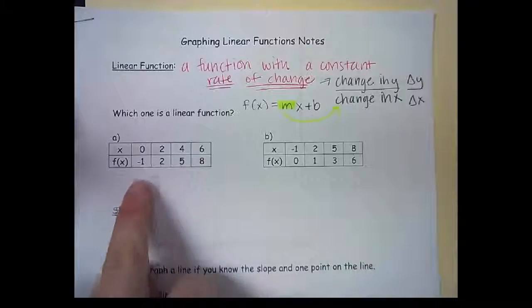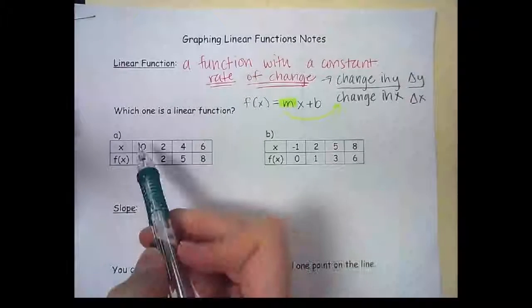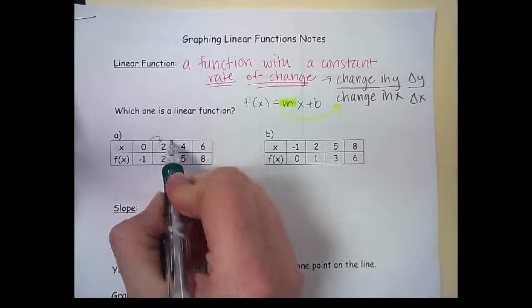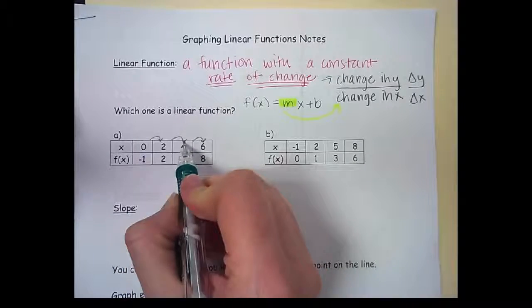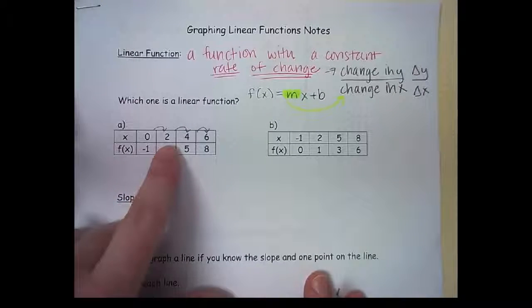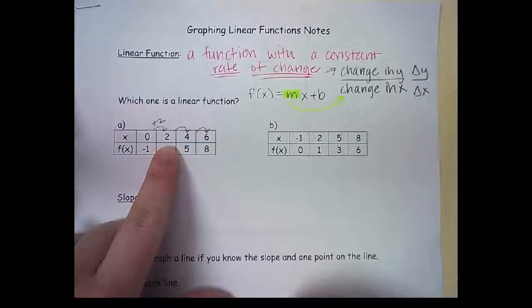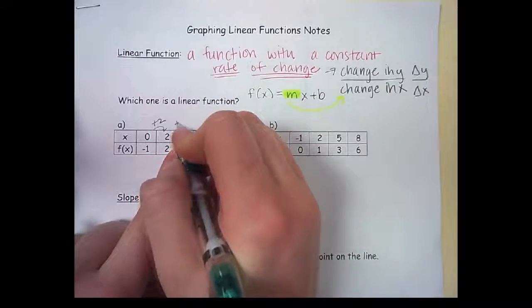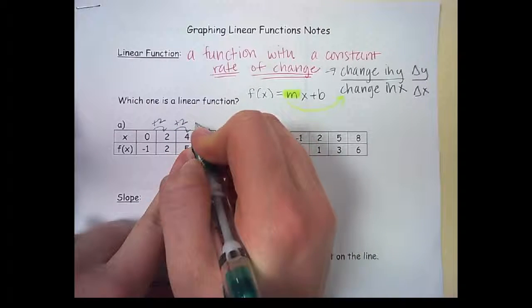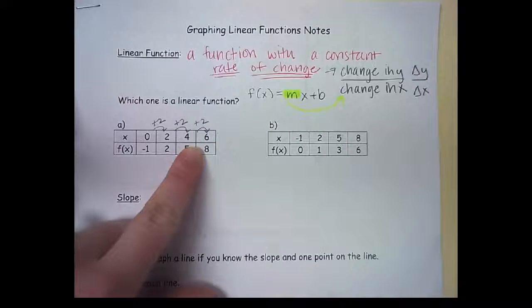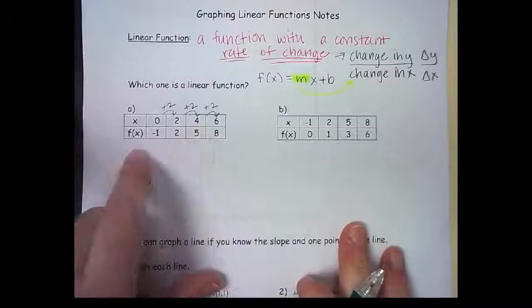So if they give you a table of values like this, you're just looking at how do I get from each x, and is it the same? So how do I get from 0 to 2? Plus 2. How do I get from 2 to 4? Plus 2. And 4 to 6? Plus 2. So the change in x is constant. Okay, we also have to check the y's.